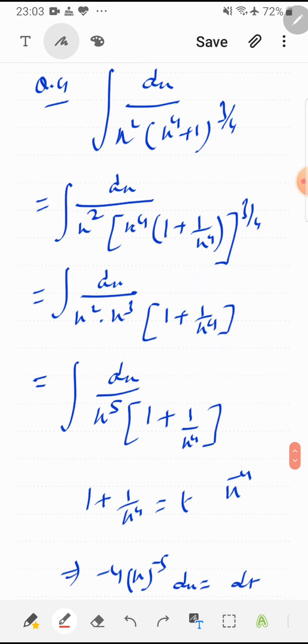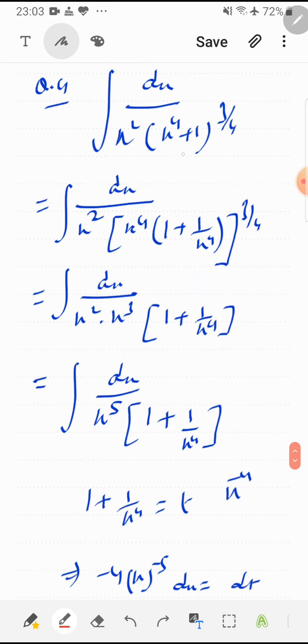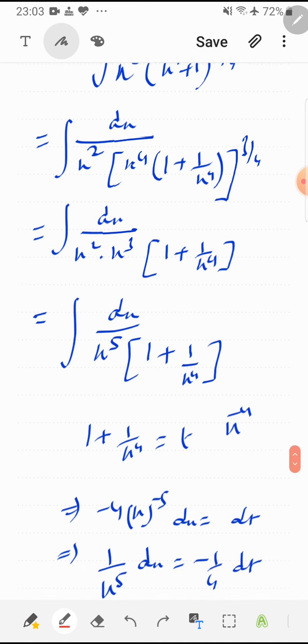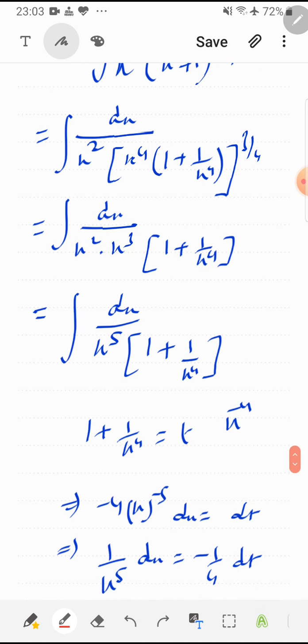Now further, some more interesting questions are there, like dx upon x square into x raised to the power 4 plus 1 raised to the power 3 by 4. First of all, take x raised to the power 4 common here, and as x raised to the power 4 is having raised to the power 3 by 4, after simplifying the power, I will get x cube.